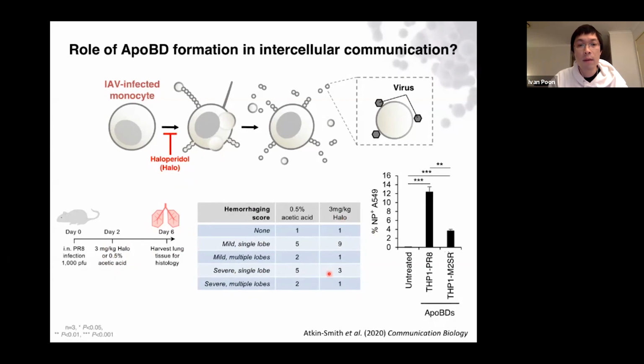So right now, hopefully we can identify better drugs or a better way to block this process and answer the question of whether this monocyte breaking apart and trafficking virus plays a role in the whole disease process.